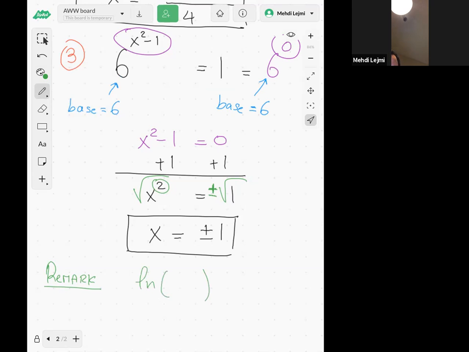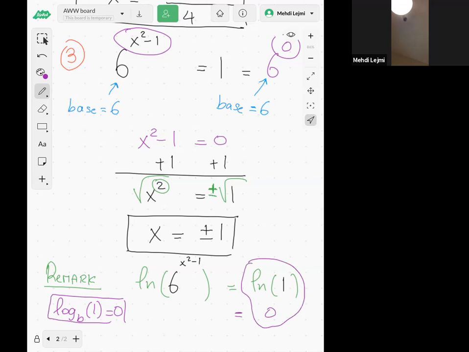So natural log here and natural log here. On the left, it's 6 to the x squared minus 1, and here it's the natural log of 1. And actually, the log in base b of 1 is always 0. Yeah, this is log in base b of 1. This is always 0. So in particular, natural log of 1 is 0. So this is equal to 0.